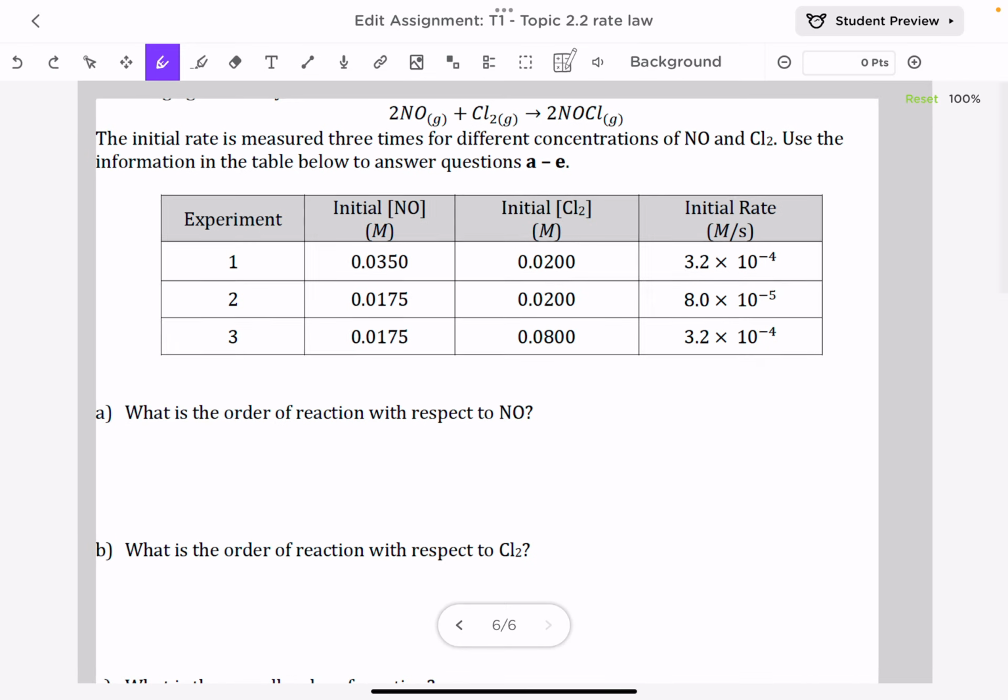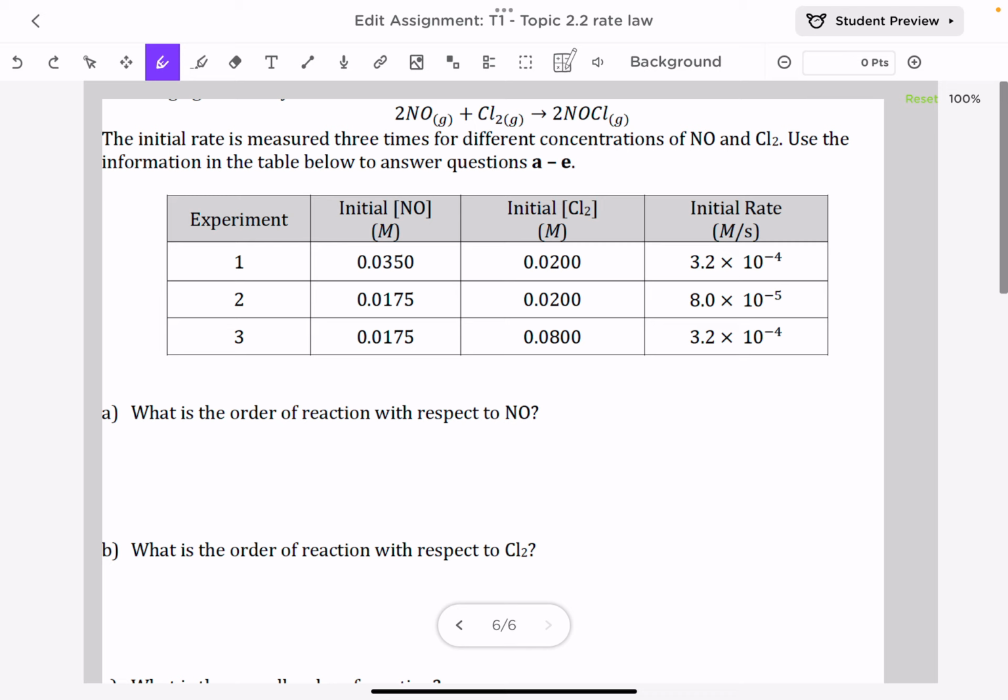One final question, one final example. Here's another reaction where we need to find the order with respect to NO and the order with respect to Cl2. So let's start with NO. I'm going to write a formula of the rate law, assuming now that the order of NO is N, we don't know it yet. The order of Cl2 is M, we don't know it yet. Now, to start with NO, I select two trials where Cl2 is constant and NO is changing. So that means trials 1 and 2.